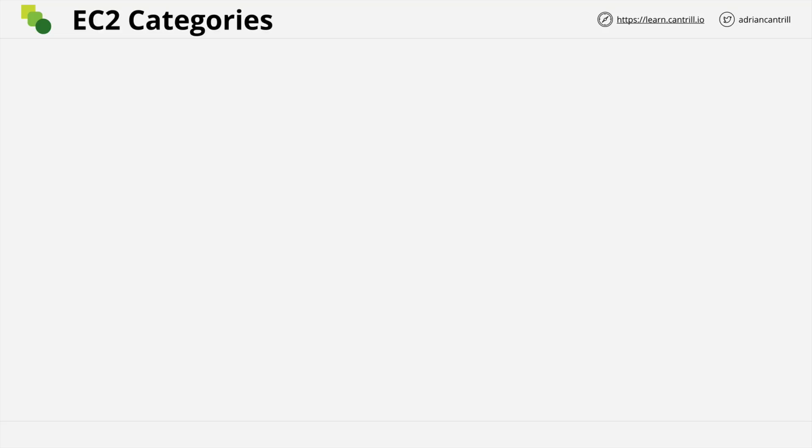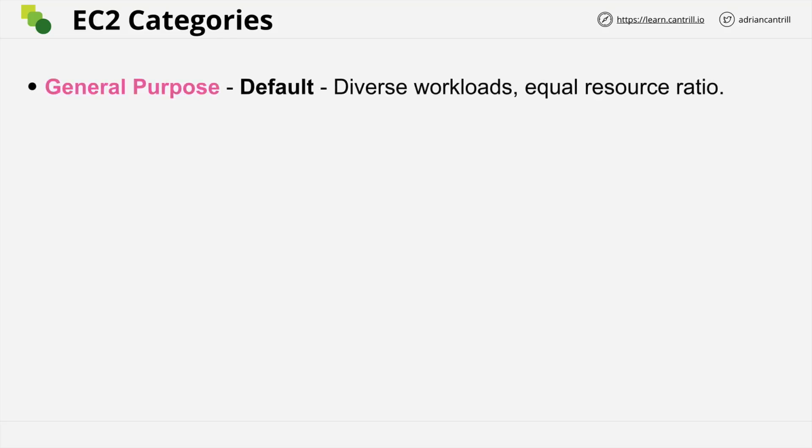EC2 instances are grouped into 5 main categories which help you select an instance type based on a certain type of workload. The first is general purpose, and this is and always should be your starting point. Instances which fall into this category are designed for your default steady state workloads. They've got fairly even resource ratios, so generally assigned in an appropriate way. So for a given type of workload, you get an appropriate amount of CPU and a certain amount of memory which matches that amount of CPU. So instances in the general purpose category should be used as your default, and you only move away from that if you've got a specific workload requirement.